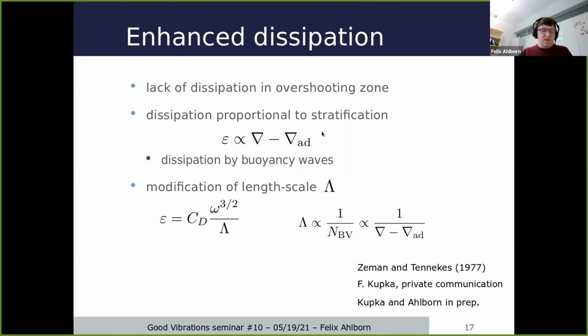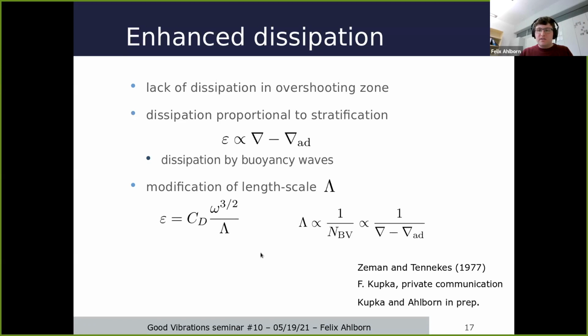And yeah, this could, for example, be the dissipation due to buoyancy waves in the overshooting zone. In our stellar models, we have implemented this through a decrease of the dissipation length scale. So to remind you, this is the Kolmogorov term for the dissipation. And so in the denominator, there is the dissipation length. So by reducing that, one could increase the dissipation.